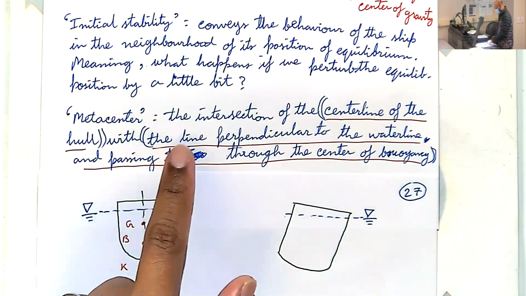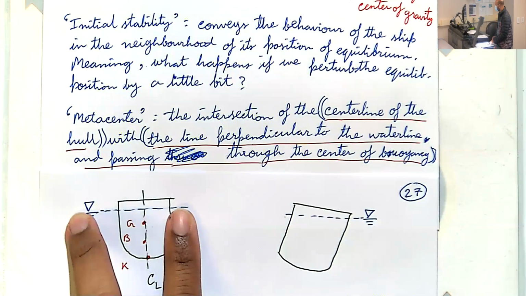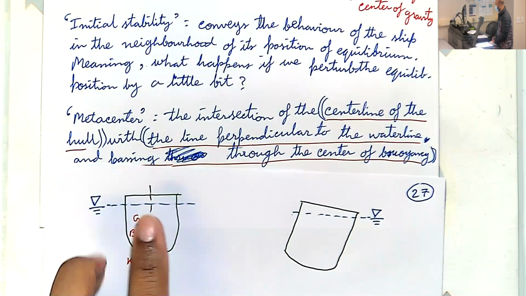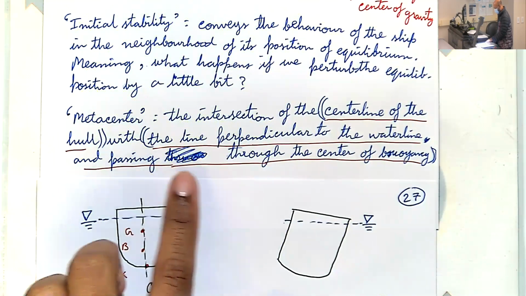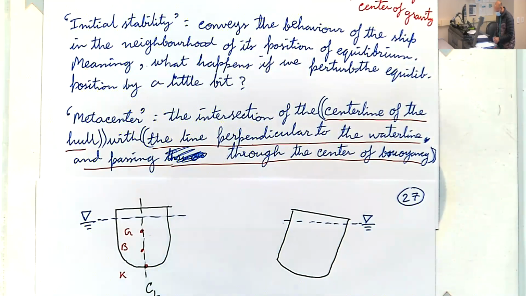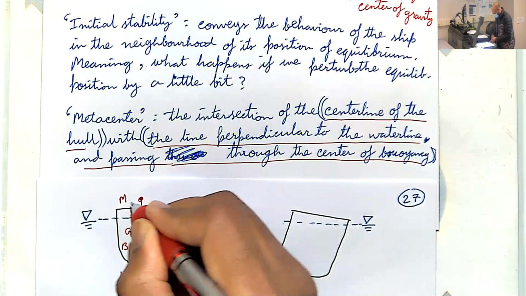With a line perpendicular to the water line. In this case, the perpendicular line is, again, a vertical straight line. Okay, and it has to pass through the center of buoyancy, so same here. So basically, our two lines coincide. So the metacenter M would be located somewhere on this line.